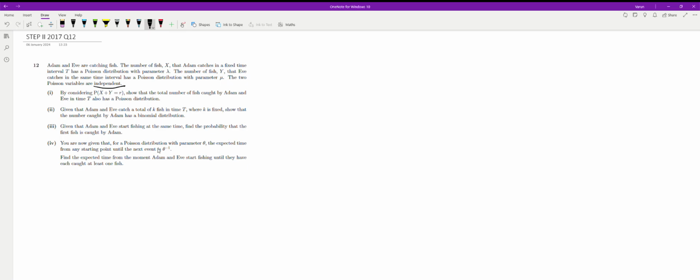So in the first bit, it's just the expected time until one fish has been caught, and that's going to be 1 over lambda plus mu, because remember that x plus y is distributed Poisson of lambda plus mu. So basically, if we look at the first sentence of this part, this is a Poisson parameter theta, so we want 1 over theta for the expected time from any starting point, i.e. the moment they start fishing, until the first event, that is x plus y being equal to 1. So we have basically a 1 over lambda plus mu.